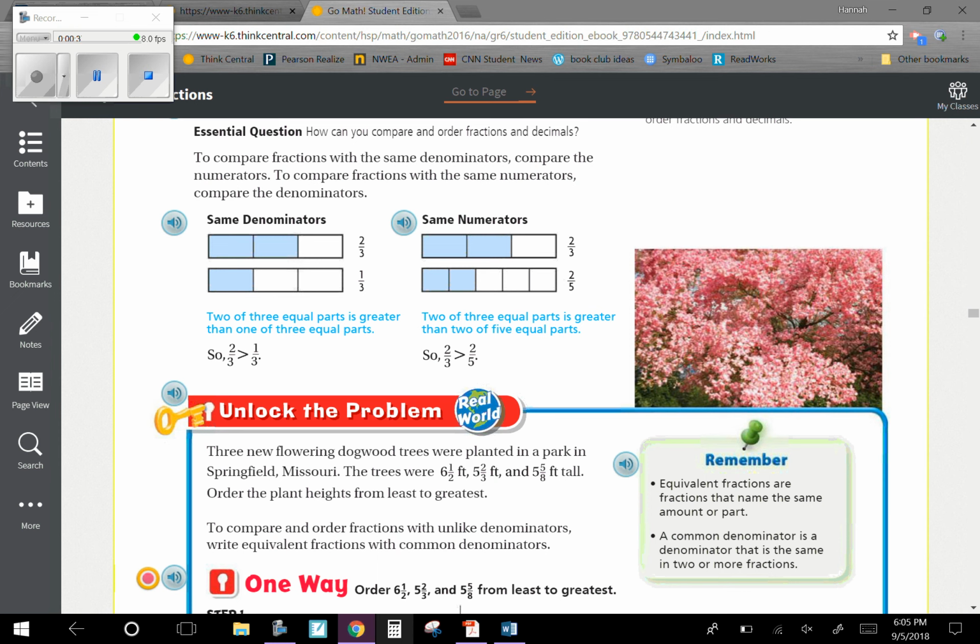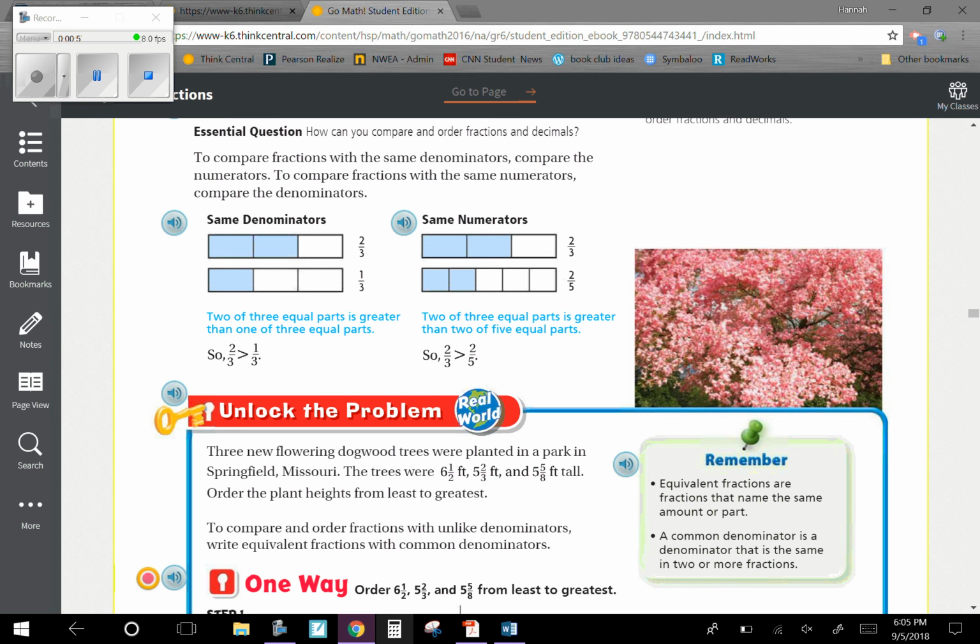So if we were to draw a diagram, that first rectangle up here shows that if it's 2/3, 2 of those thirds are shaded in, as opposed to the 1/3. The 2 is greater than the 1, and judging by those pictures, 2/3 is greater than 1/3. So we know that 2/3 is greater than 1/3.